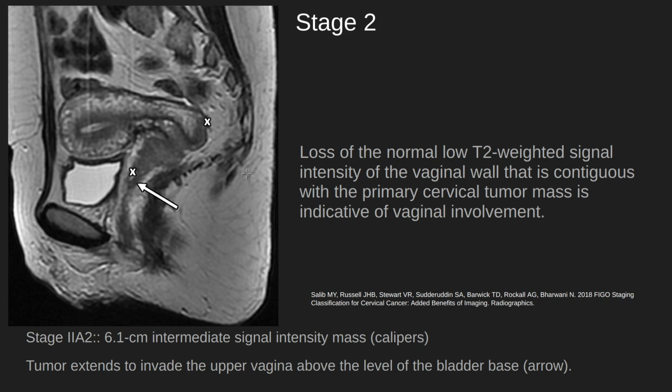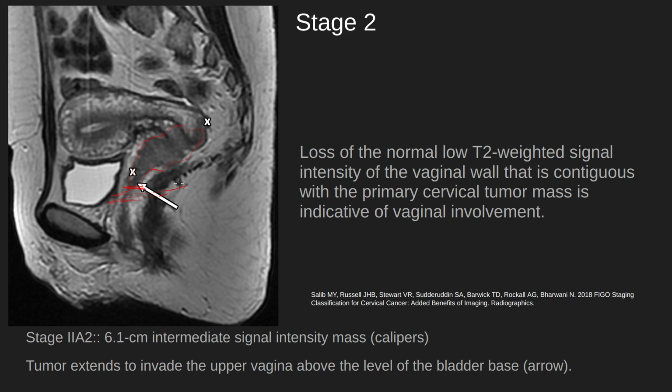Moving forward, stage 2 disease. So this is a sagittal T2 weighted image. We see this T2 grayish tumor here, and that tumor is extending inferiorly along the anterior wall of the vagina here. Pay attention that the tumor is reaching up to this level only. And if we use our anatomical localizer and identify the bladder neck, which is right here, the tumor is above the level of the bladder neck.